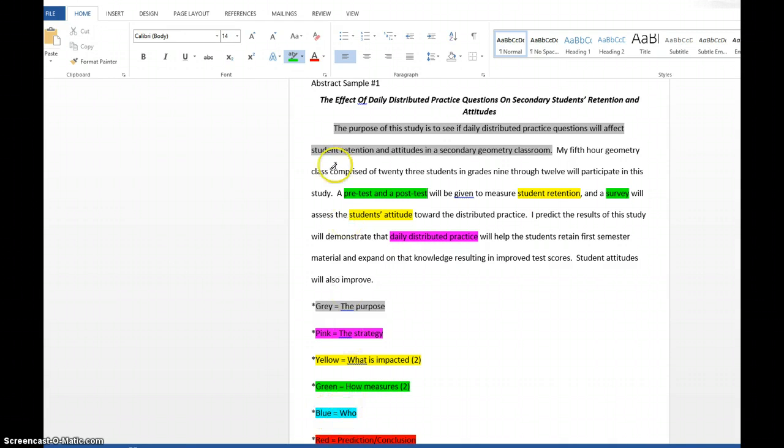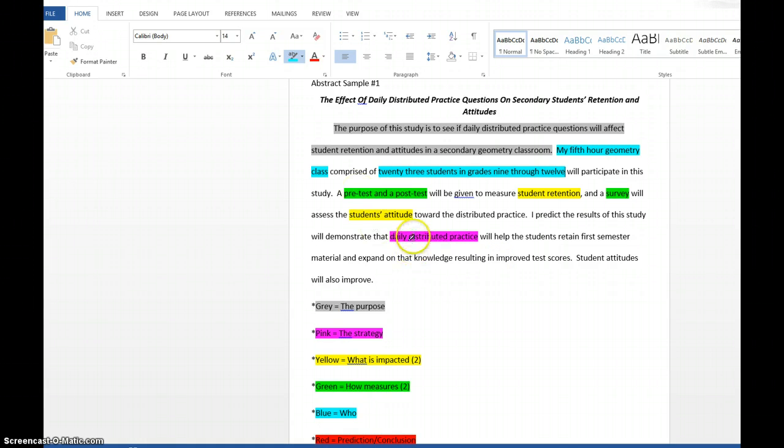The who is going to be highlighted blue. So basically, who was this study done on? It was my fifth hour geometry class. Okay, we could also highlight 23 students in grades 9 through 12. They also were the participants, or the who. And finally, the red highlight is going to be the prediction or the conclusion. So this is going to be what finally happened.